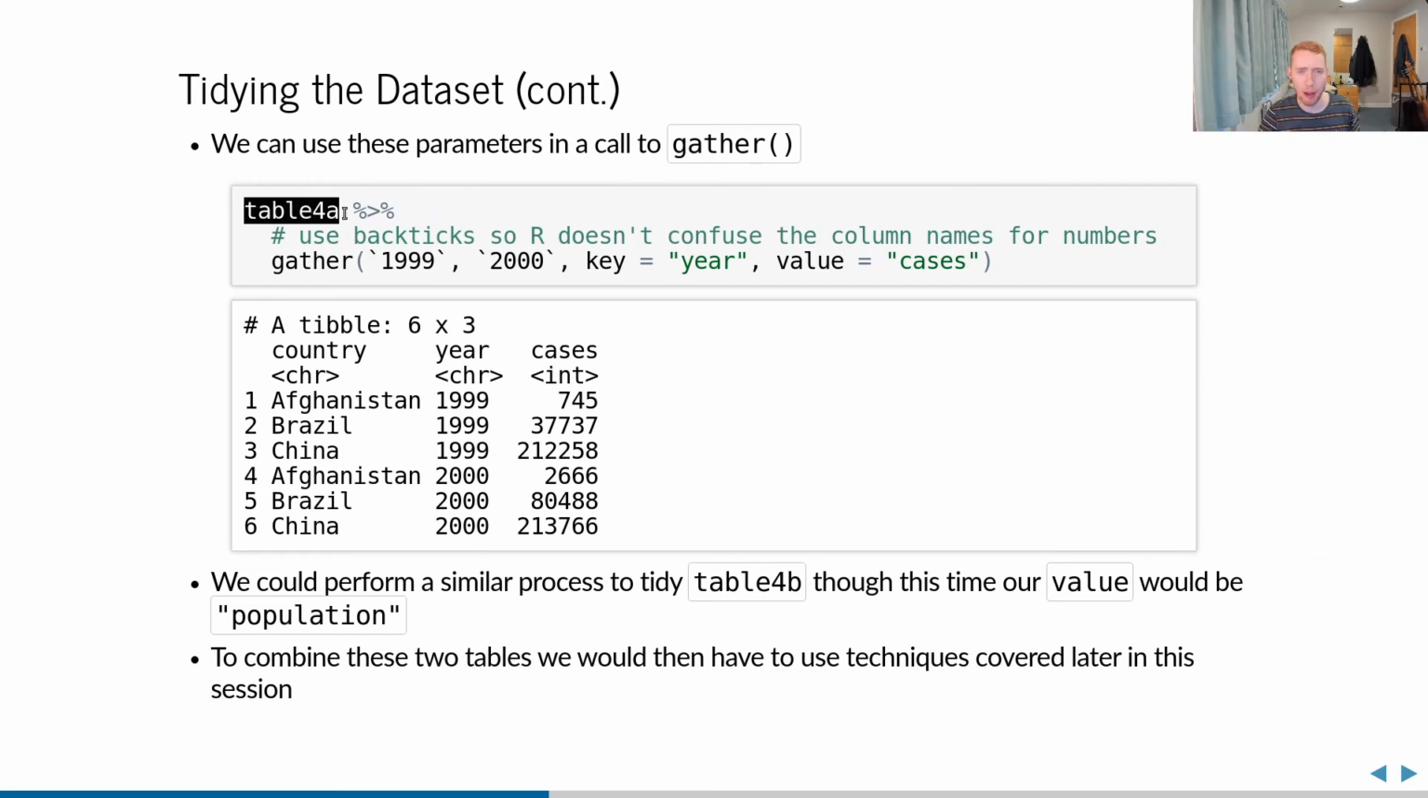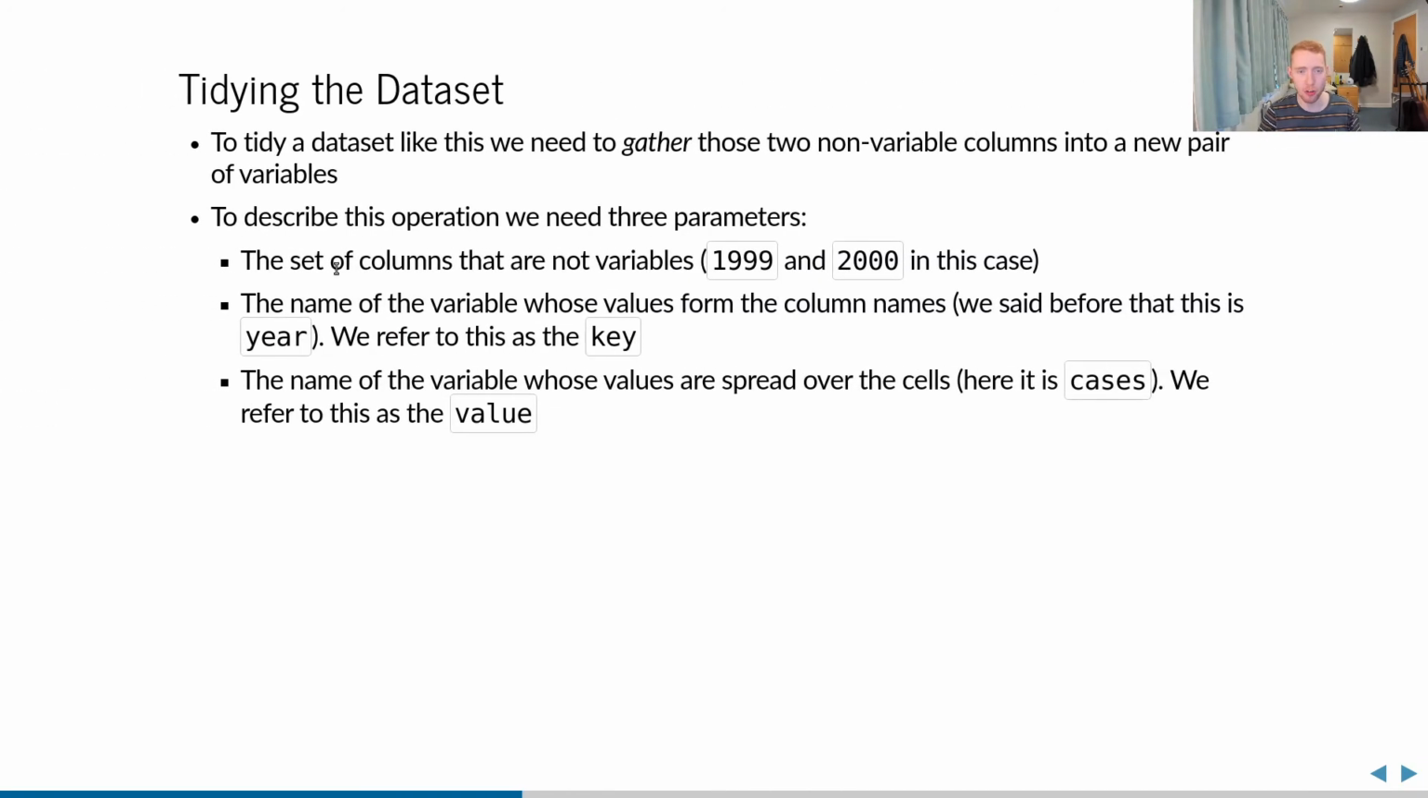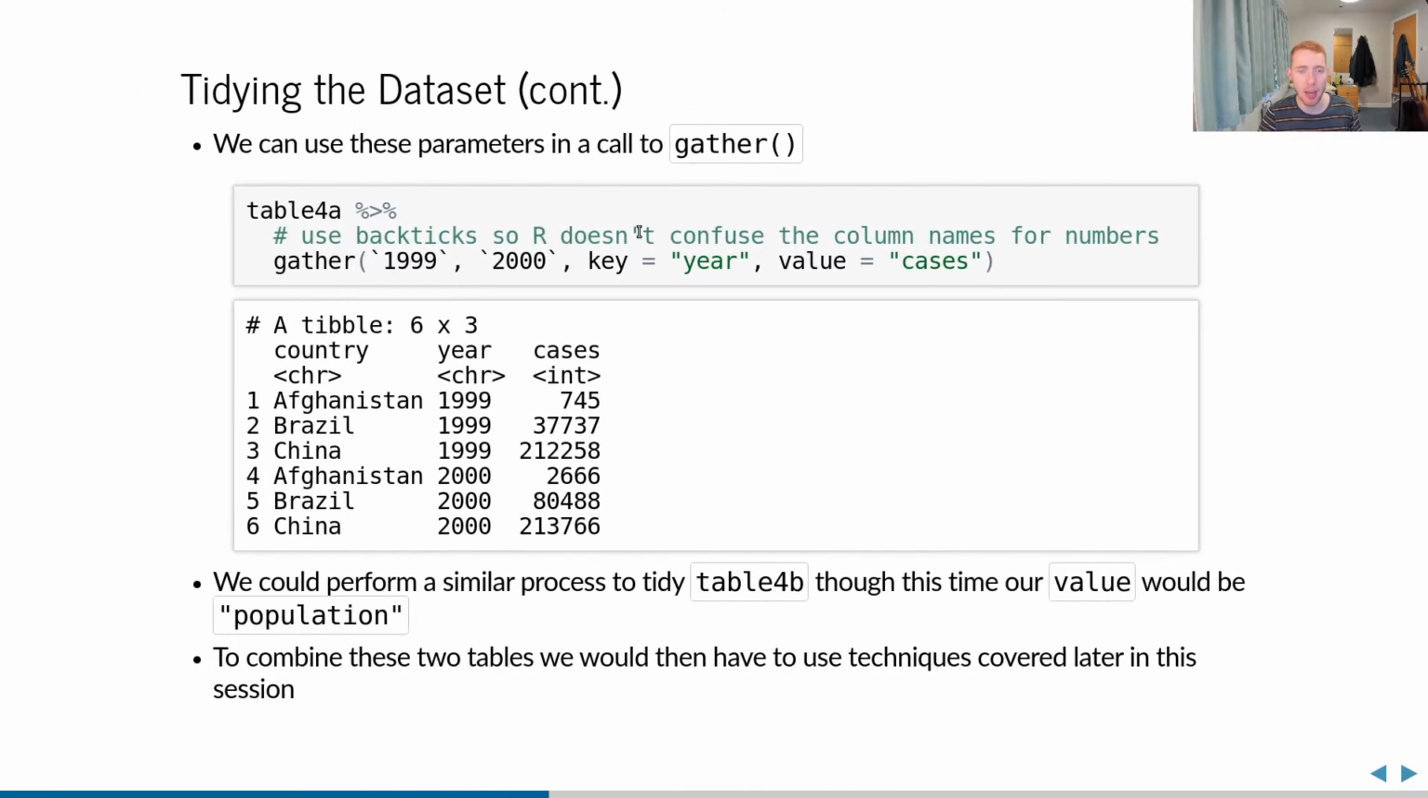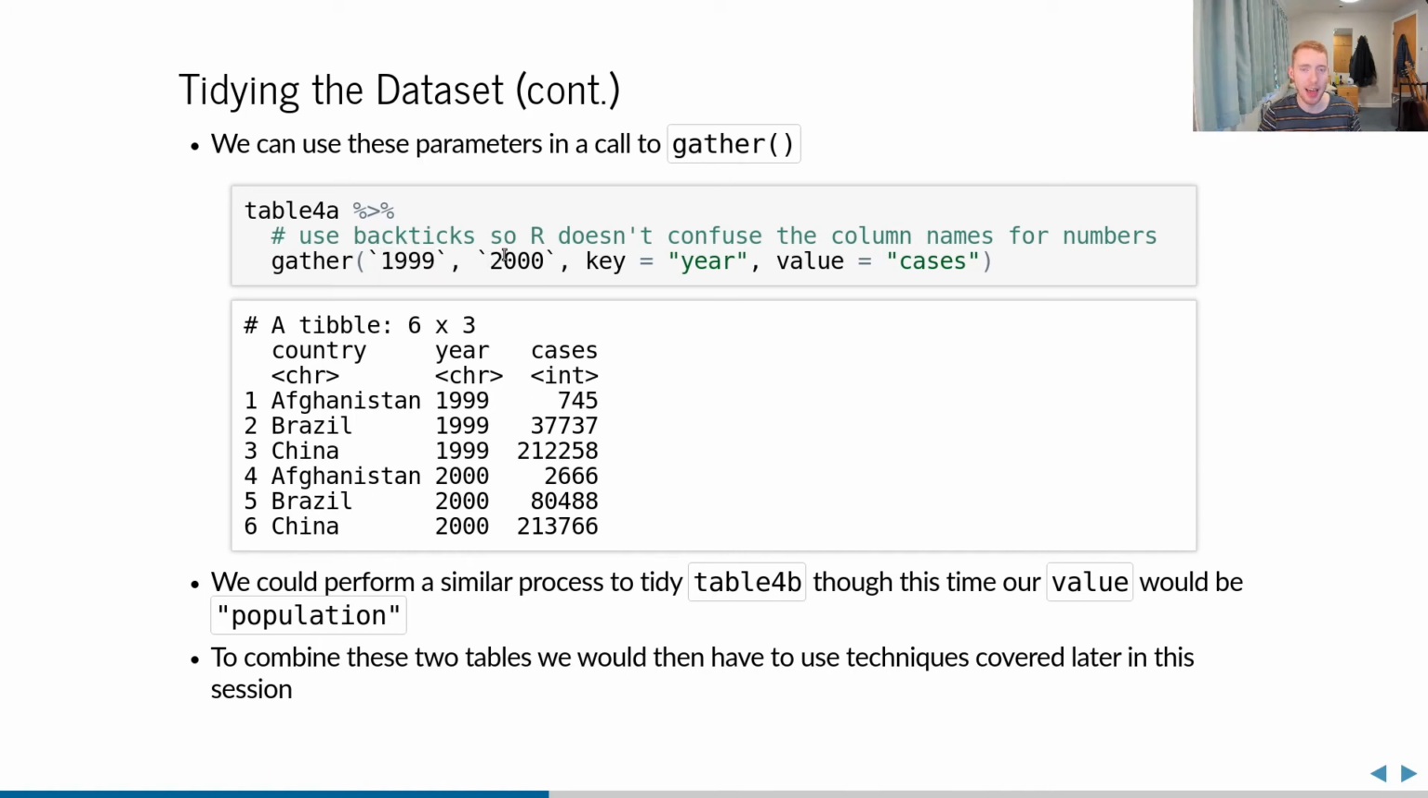So we take table 4a, and we're going to use the pipe here to put that as the first argument. We could have just put that straight in, but piping makes it a bit clearer. Then the first thing, as I said, is to specify what columns to gather together, and that's the columns 1999 and 2000. In this case, we have to use backticks around the numbers.